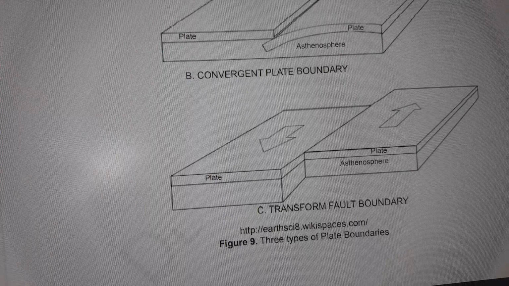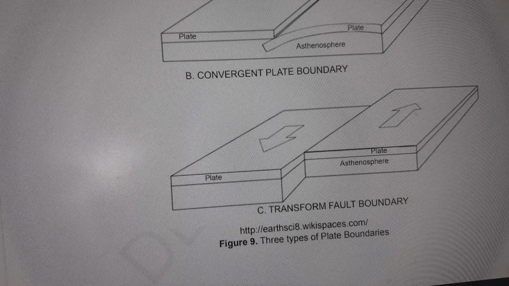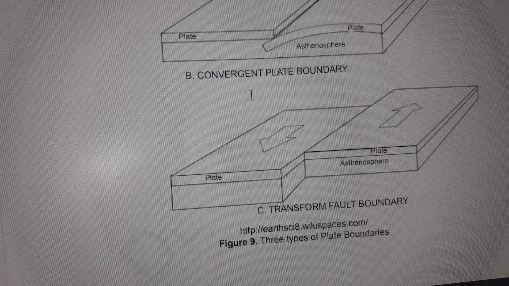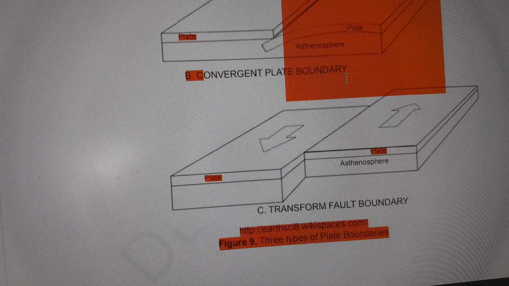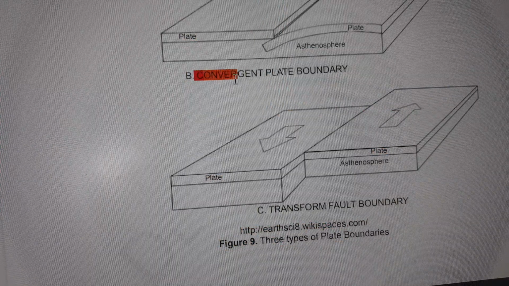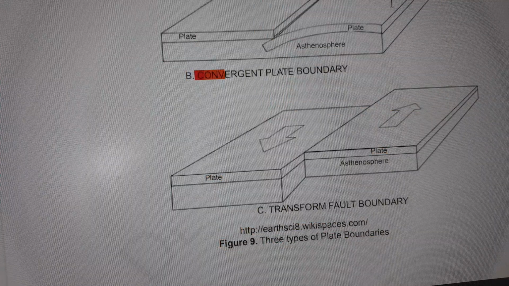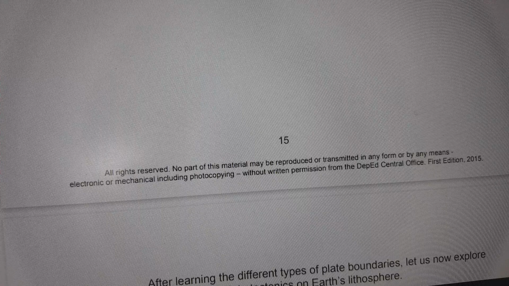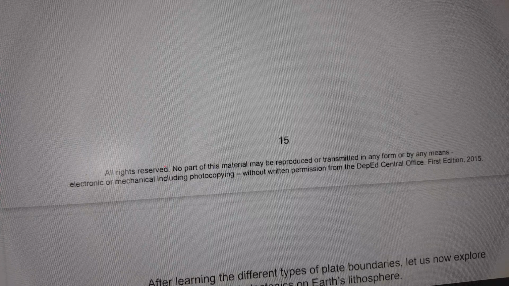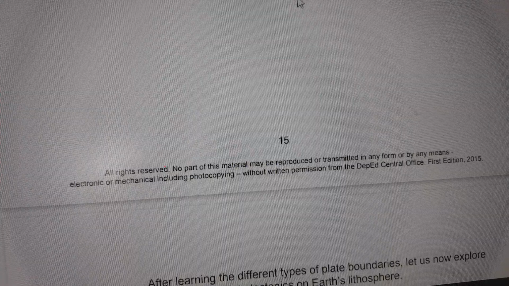Okay, this one, divergent plate boundary. How do the arrows show it? They are moving apart. Convergent. The arrows are moving towards the center. And this one, transform fault, they are sliding past each other. Going to the west and going to the east. Okay, class?